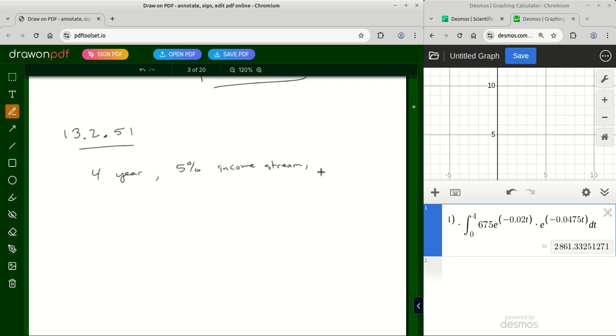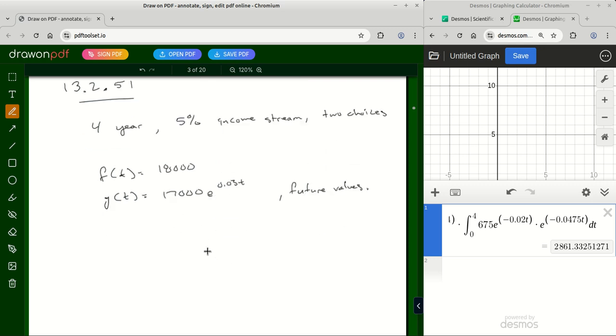Okay. And there are two choices that we can choose from in this problem. So we got f of t is equal to 18,000. And then we got g of t is equal to 17,000 e to the 0.03t, which is growing. It says find both future values and which one's better. So we can either have a constant, and it says 5% income stream, so we have a constant value, or it's going to be growing in an account, I guess. So how do we go and do this? I'm just going to show you.